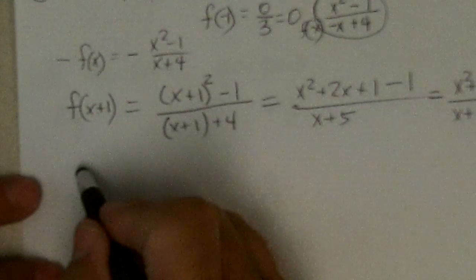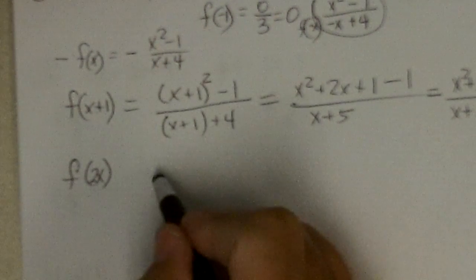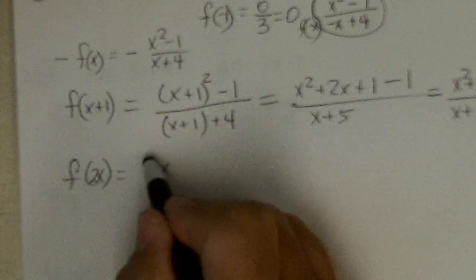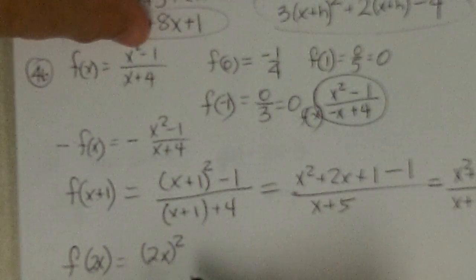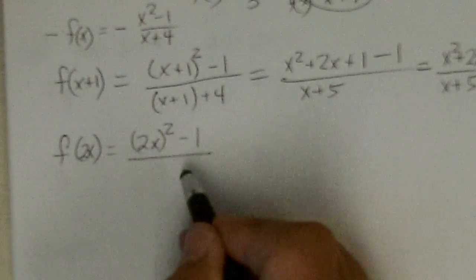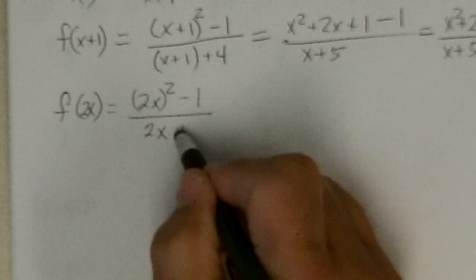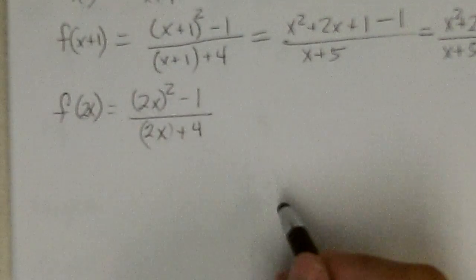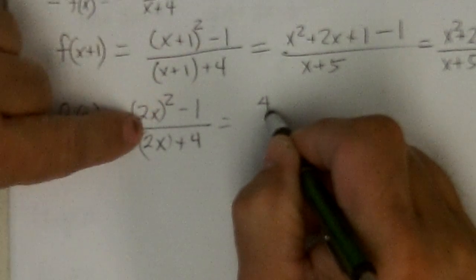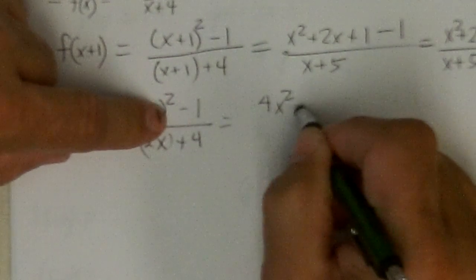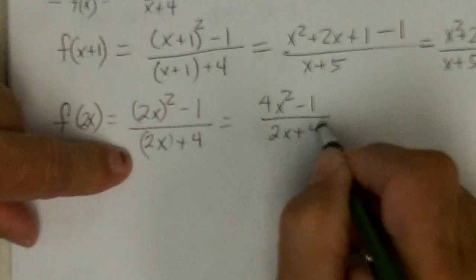If we put in 2x, f of 2x becomes 2x quantity squared, 2x in place of the x, minus 1 over, in place of the x, we're putting 2x plus 4. So this becomes 2 squared is 4, x squared is x squared, minus 1 over 2x plus 4.